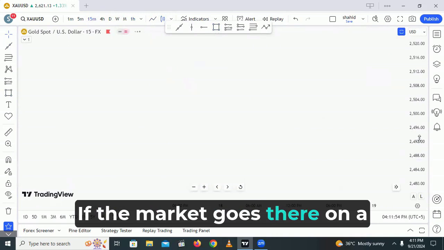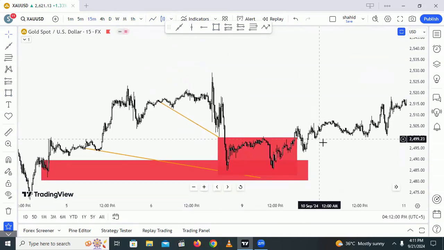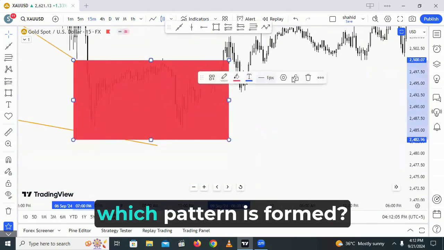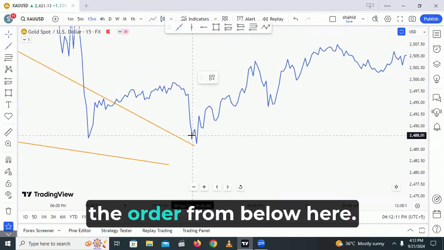When the market comes here, we enlarge this zone on a smaller time frame. If the market goes there on a smaller time frame, look, when the market is touching the zone, then we have to see here, this was our zone. And if you see here, which pattern is formed, one recent one was formed, but the market should have taken the order from below here.